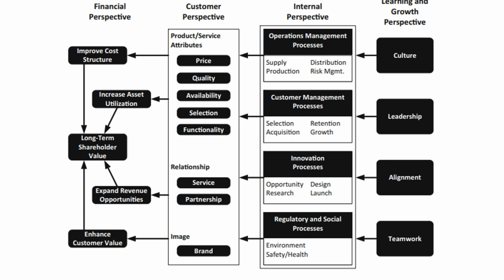These financial goals are presumably influenced by factors of the customer perspective. The concept of customer value proposition posits that the product and service-related attributes of price, quality, availability, selection, and functionality, service and partner relationship, as well as brand image are valued by the customer. For instance, a company used to selling books in shops, and now making them available on Amazon, could improve its customer value proposition because it becomes easier to order.